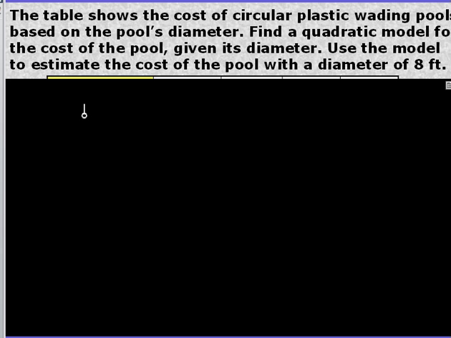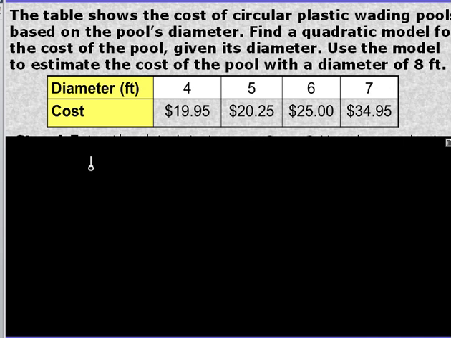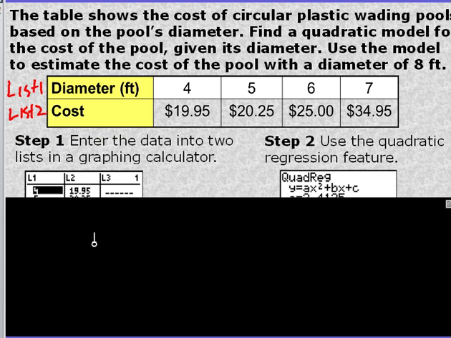So a table shows the cost of circular plastic wading pools based on the pool's diameter. I'm sure this is a pressing question for many people. I'm not sure where they come up with these examples, but find a quadratic model for the cost of the pool given its diameter. Use the model to estimate the cost of the pool with an 8-foot diameter. So this is going to be our list 1. This is going to be our list 2. We're going to put them into our graphing calculator.